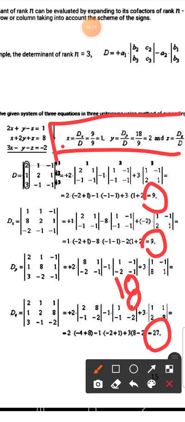If you want x, you will do dx over d, so it will be 9 over 9, which is 1. If you want y, you will do dy over d, which is 18 over 9. If you want z, you will take 27, which is dz, over d, which is 9, to get 3. And that's all. So it's the same sequence.